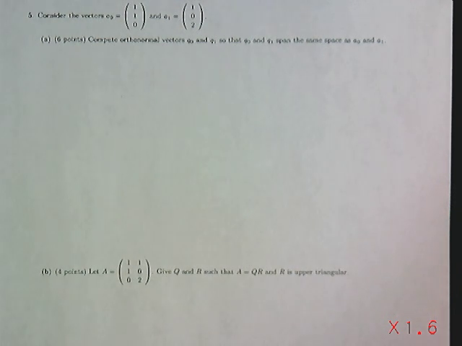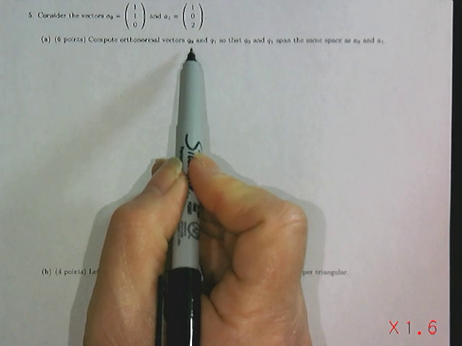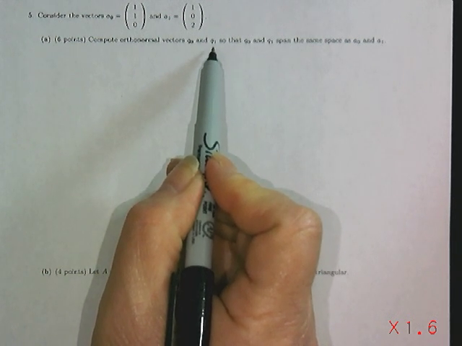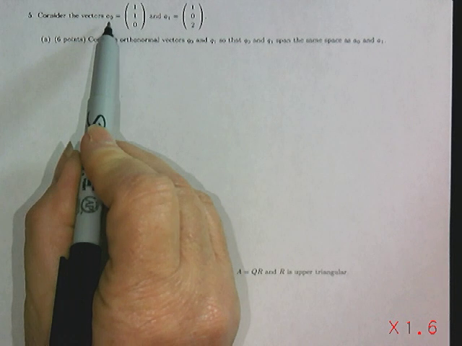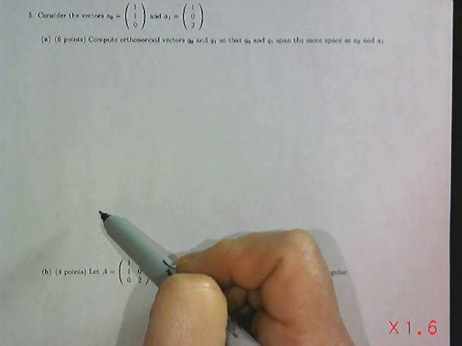Let's look at problem number 5. We want to compute the orthonormal vectors q sub 0 and q sub 1 that span the same space as a sub 0 and a sub 1. So there is an algorithm that we must go through.